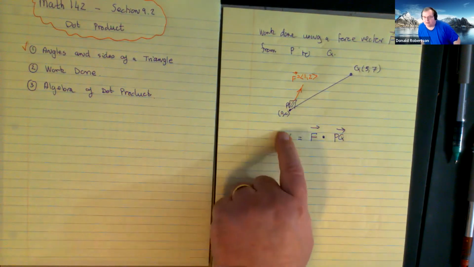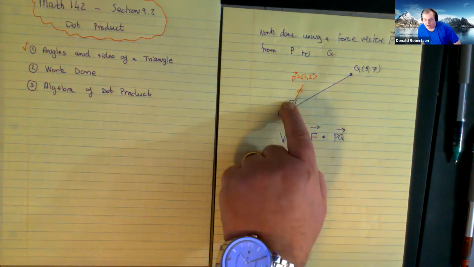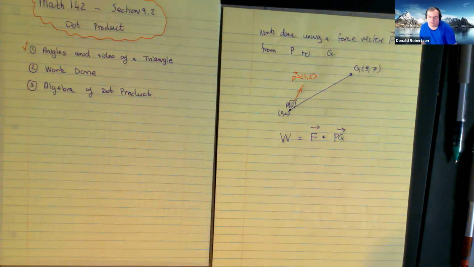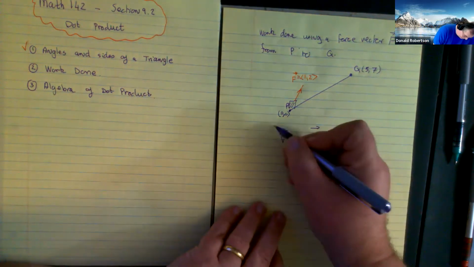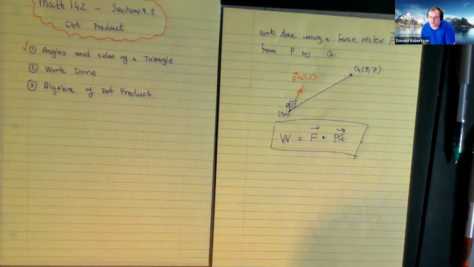So if you know P, you know Q, you can find the vector PQ, and you know F, the dot product of those gives you the work done. So in this question, we're going to use that formula, which is really very simple, right? It's just a dot product.